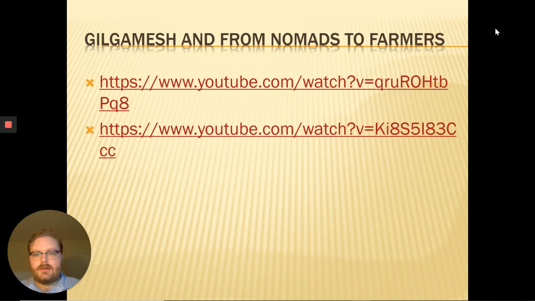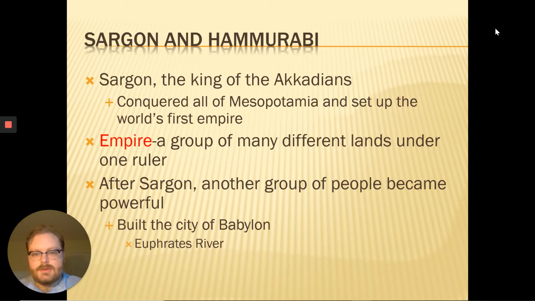So we're going to move forward just a little bit here. Sargon, he was the king of the Akkadians. He ended up doing away with the original Sumerian city-states, and then he conquered all of Mesopotamia and set up the world's first empire. Now, through social studies, we've talked about empires many times. We talked about the Roman Empire pretty recently. This was considered to be the first empire, Sargon's empire, a group of many different lands under one ruler. So we covered this many times, guys. An empire is many different lands under the control of one person.